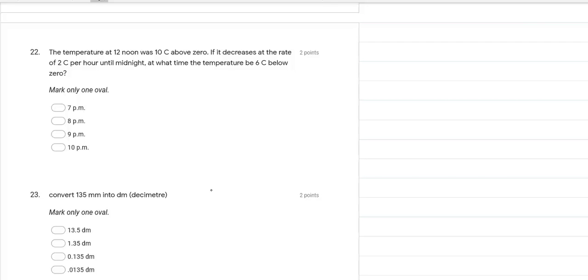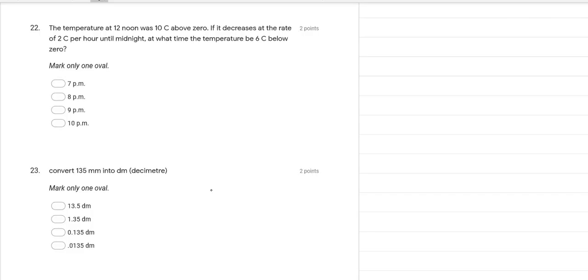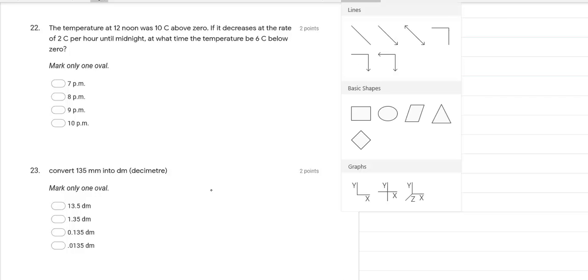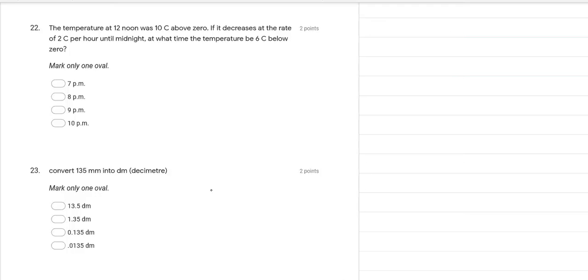The temperature at 12 noon was 10 degrees Celsius above 0. So we all know we have a scale for temperature, the Celsius scale, in which we have base as 0. Let me draw the scale first of all. Once again, let me take the shapes.